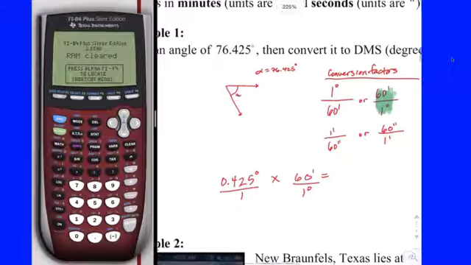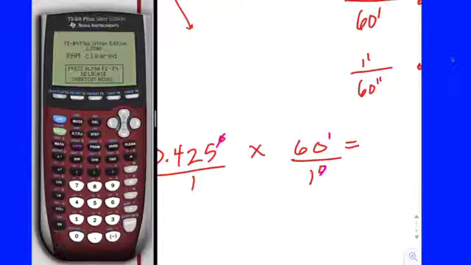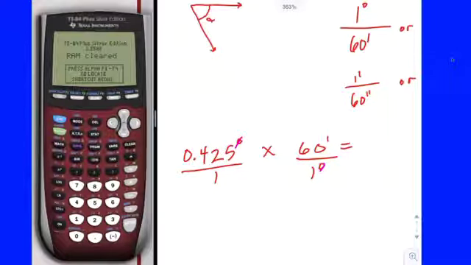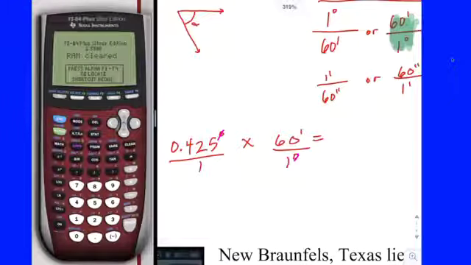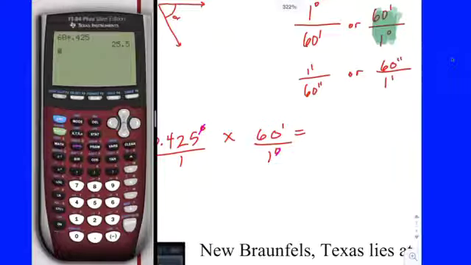And what happens with your degree bubbles? They divide out, and you're left with minutes, so you know you're doing it right. That's why stoichiometry is so useful. So really, all we have to do now is punch that number in. I'll come over here, 60 times 0.425. It should be less than 30: 25.5. So I'll write it down right here, 25.5.